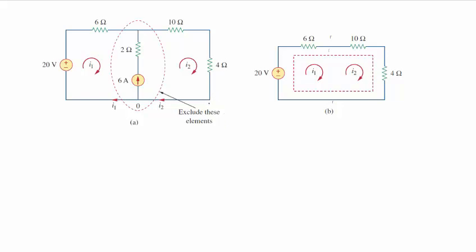So when I do that, going around this loop, I have minus 20 plus 6I1 plus 10I2 plus 4I2 equals 0. So that's 6I1 plus 14I2 equals 20. That's a nice equation right there.